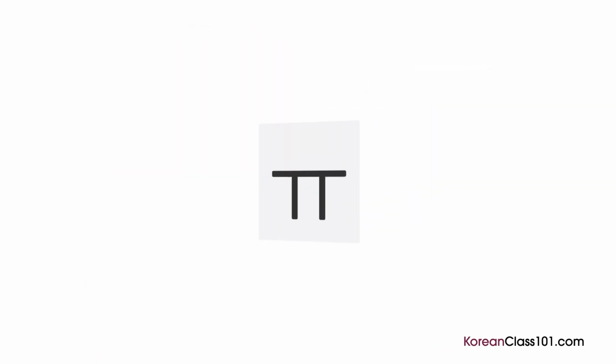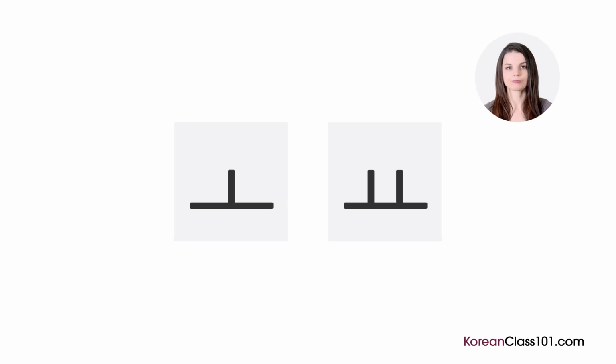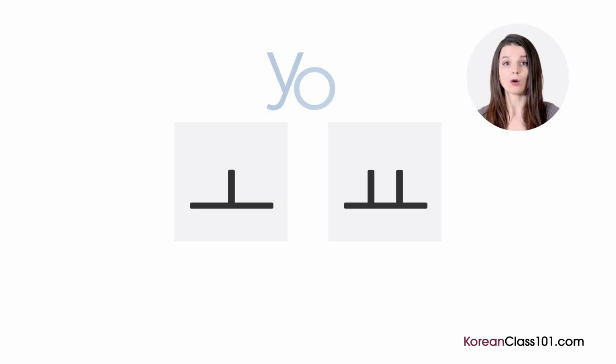U. And the next vowel is Yo. Again, add a short Y sound to the O. Listen to the pronunciation again. Yo.